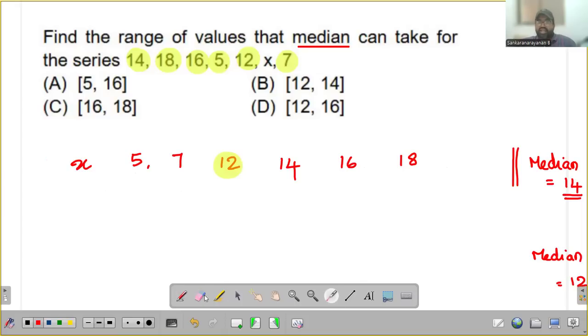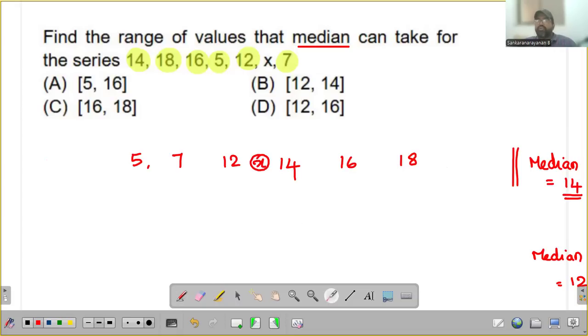And in the same way, just like I explained, wherever you place that x to the left side of 12, you can place it here, here, or here as well, you can see that still 12 continues to be the median. Now just imagine, suppose I am going to place that x in between this 12 and 14.